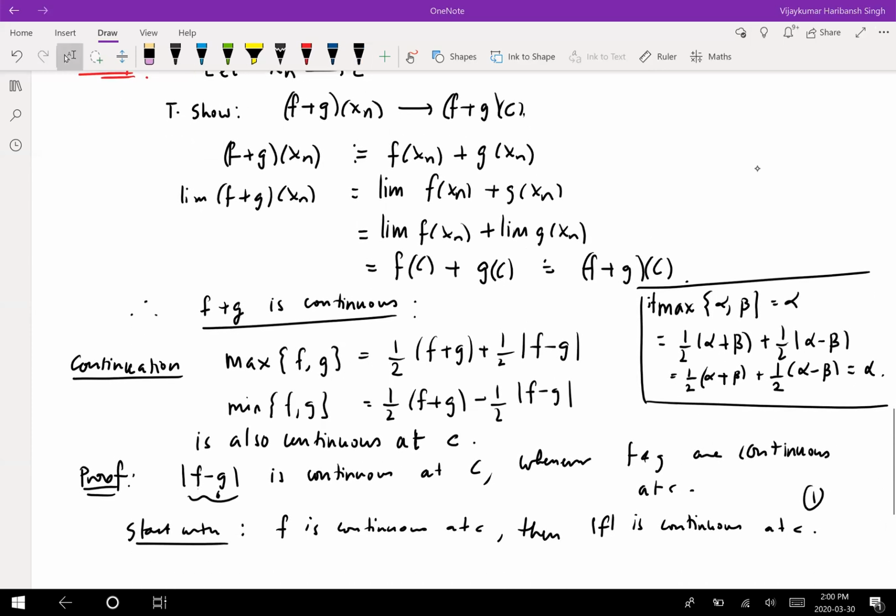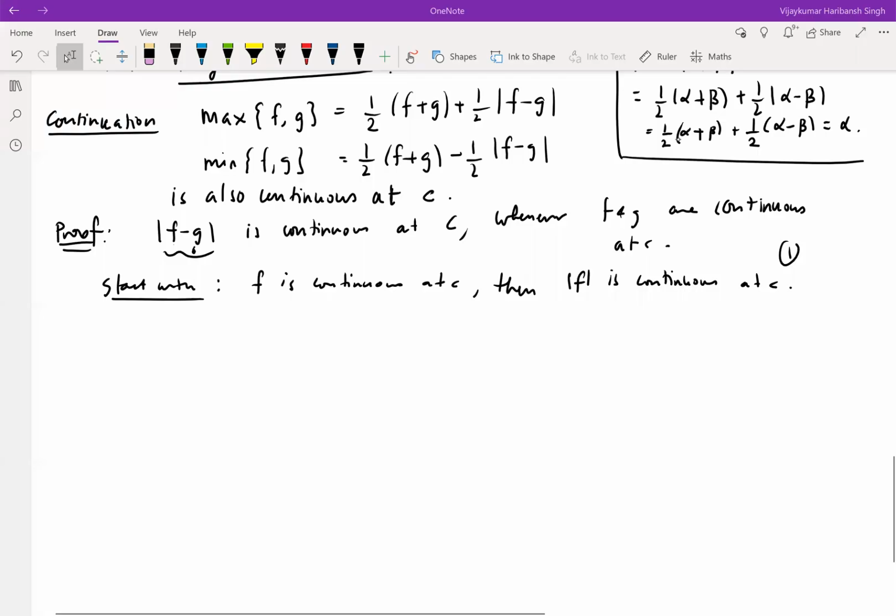So let's take questions for the moment. So now the next part is the following. So suppose you have, let's talk about composition of two functions.